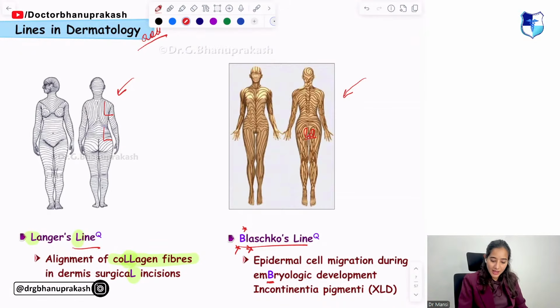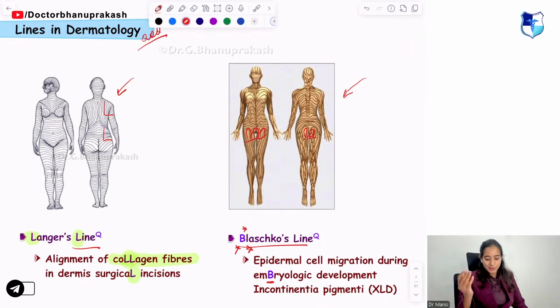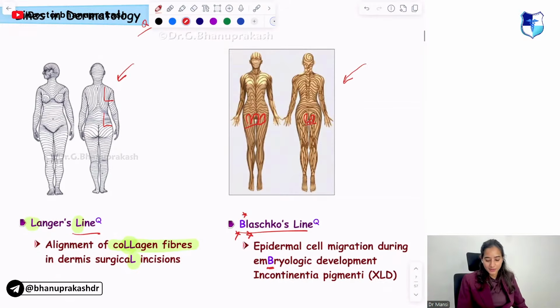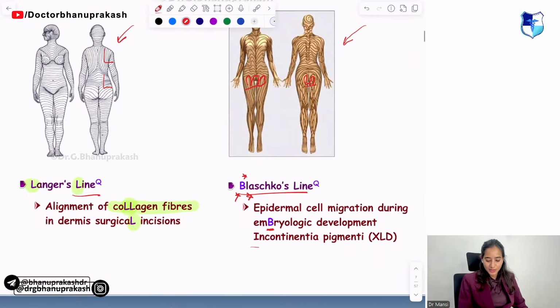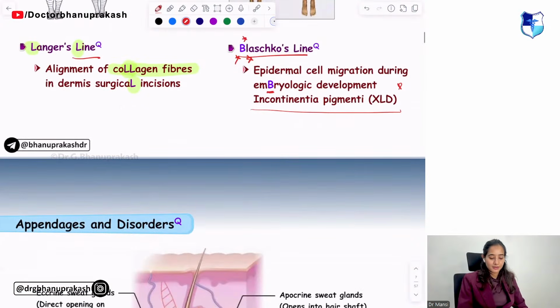So you can actually make a B in this. More spiral, because the alphabet B itself is very spiraled. Okay, so that's just a mnemonic to help with it. And a disorder, incontinentia pigmenti, occurs in the lines of Blaschko's. It occurs in that pattern actually.